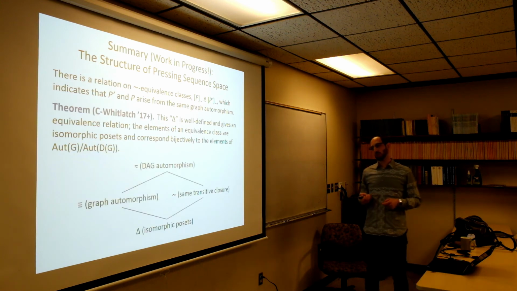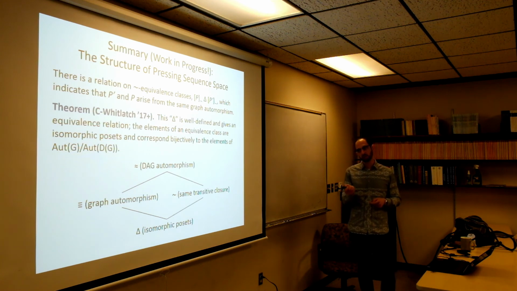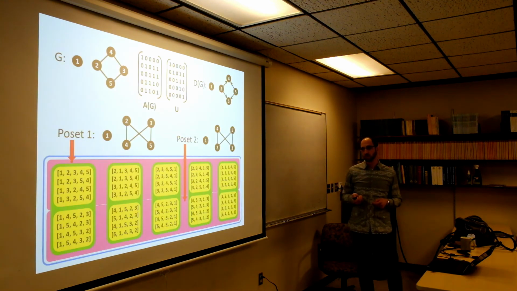All right, so just a picture. There are these DAG automorphism equivalence classes, which are coarsened by the graph automorphism equivalence classes, also simultaneously coarsened by corresponding to DAGs with the same transitive closure. And then there's a common coarsening of those two, which is these deltas, which correspond to isomorphic posets. So refinement is going from bottom to top, or coarsening top down. So here's a picture.